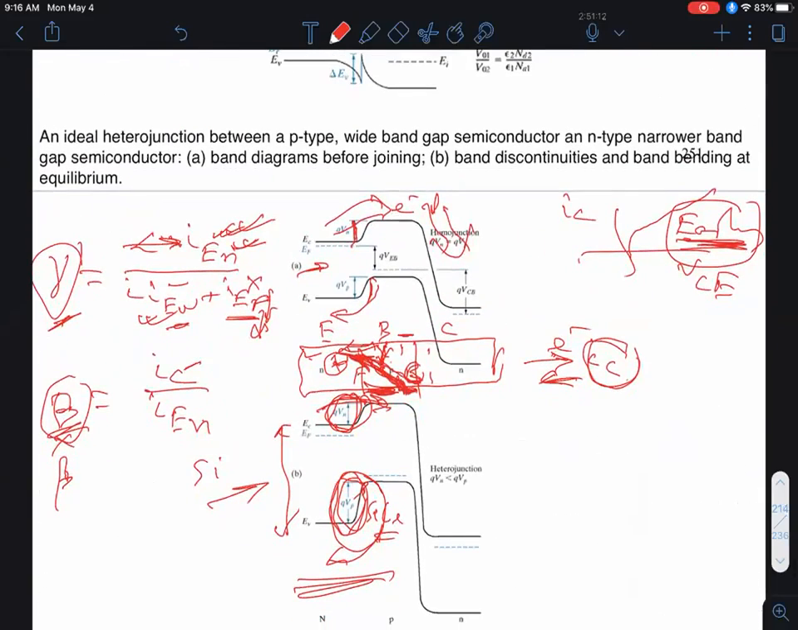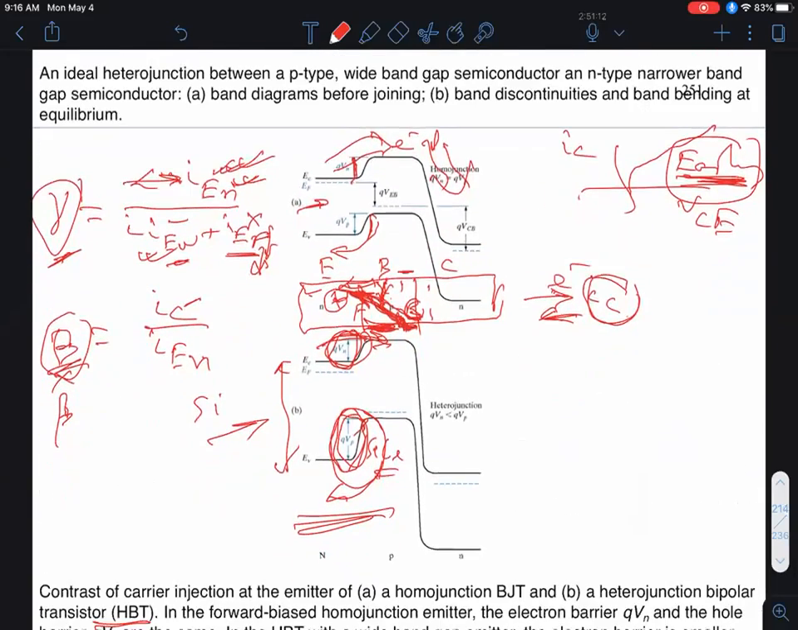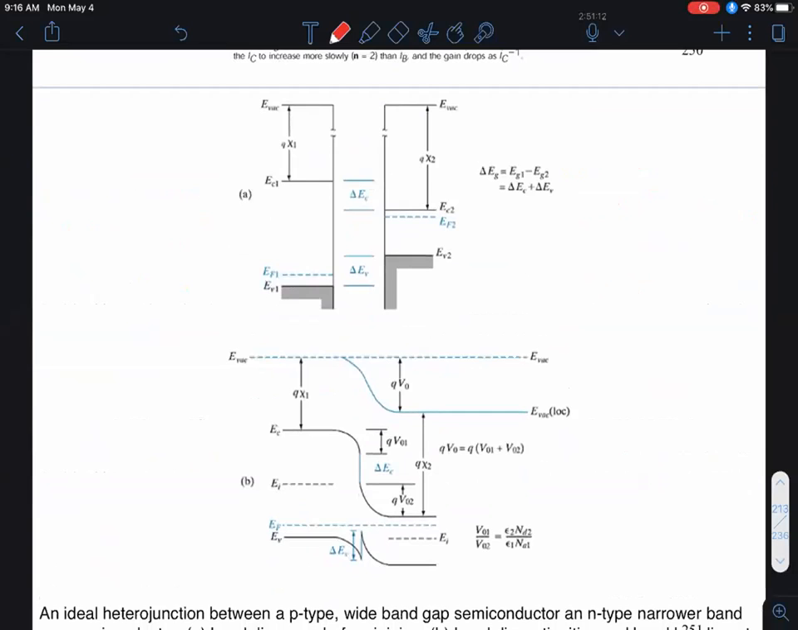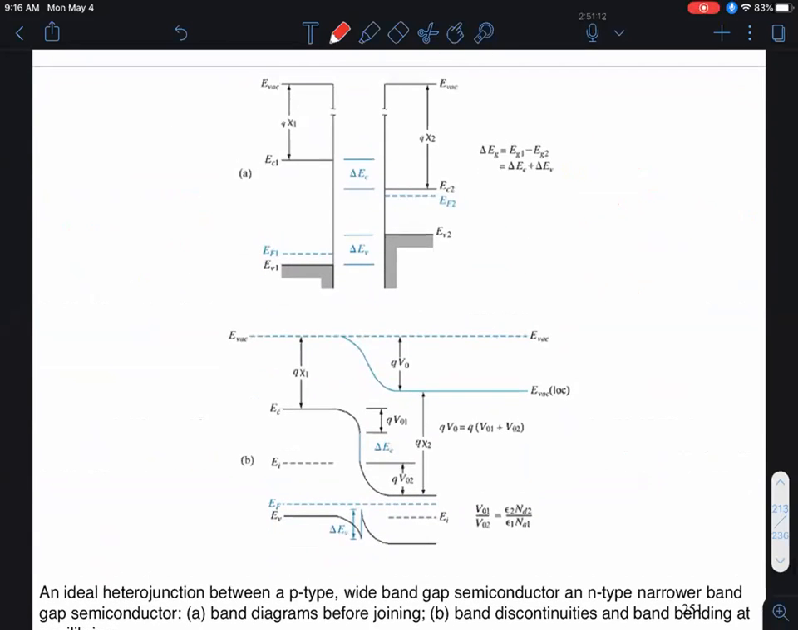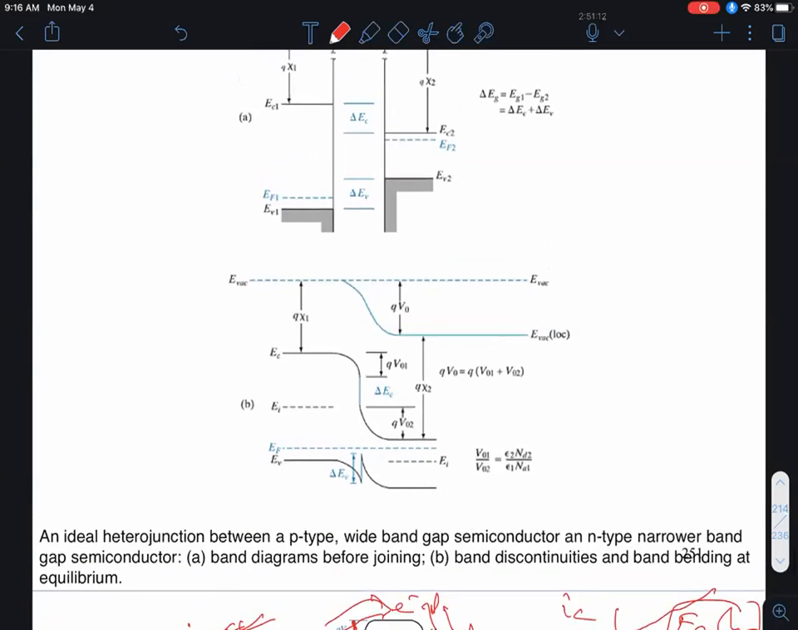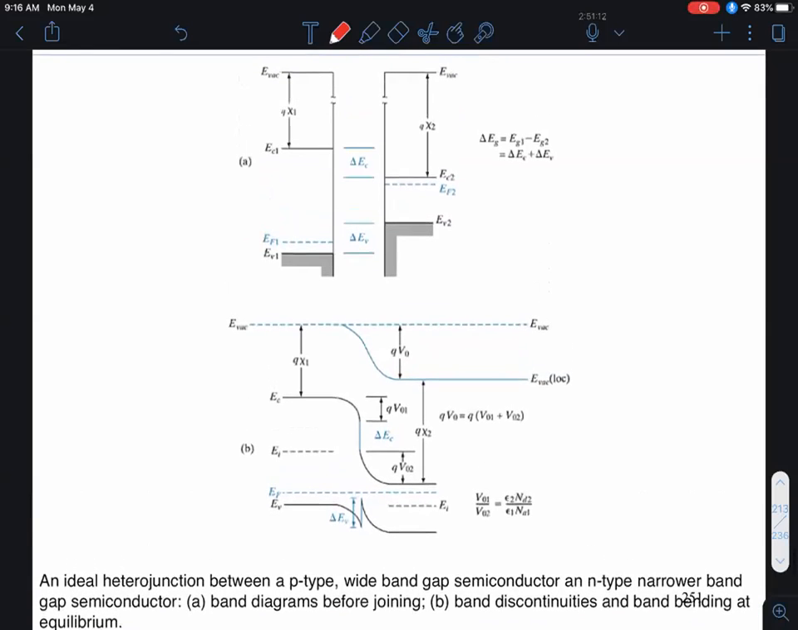Now, just so that you remember how the heterojunction band diagrams are drawn, we discussed that at the end of chapter 5. I'm reviewing that for your benefit again. So this is figure 5 point something, at the end of the PN junction chapter. Review this very carefully, because in the final exam, I'll probably ask you to draw band diagrams of heterojunctions and analyze that, because it's so important.